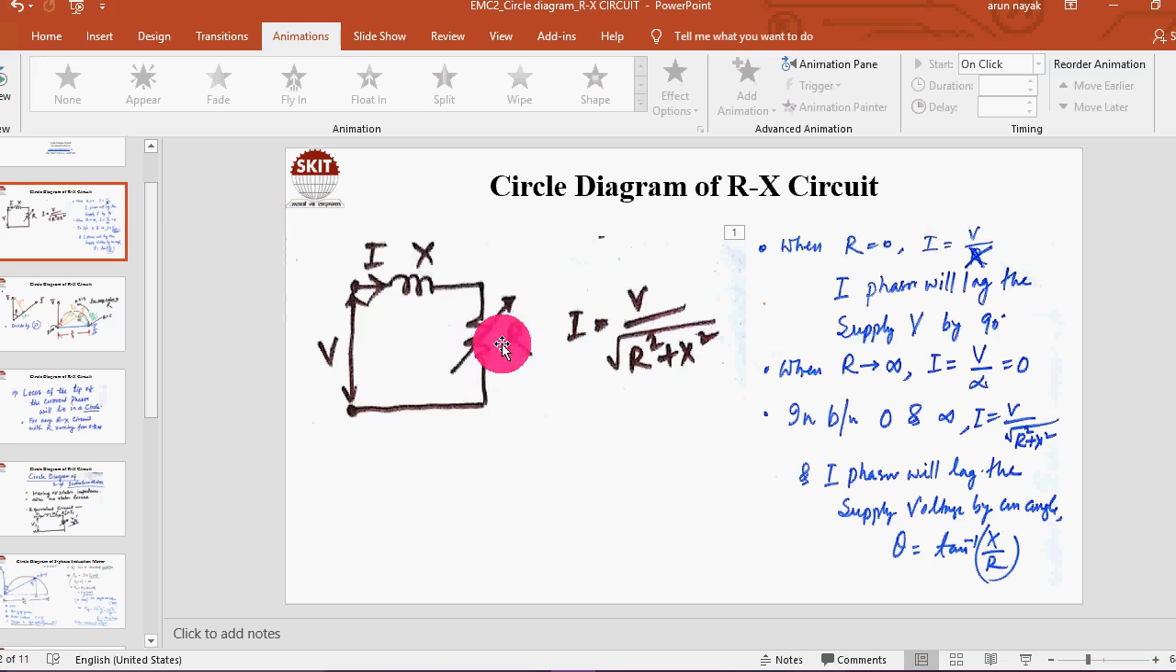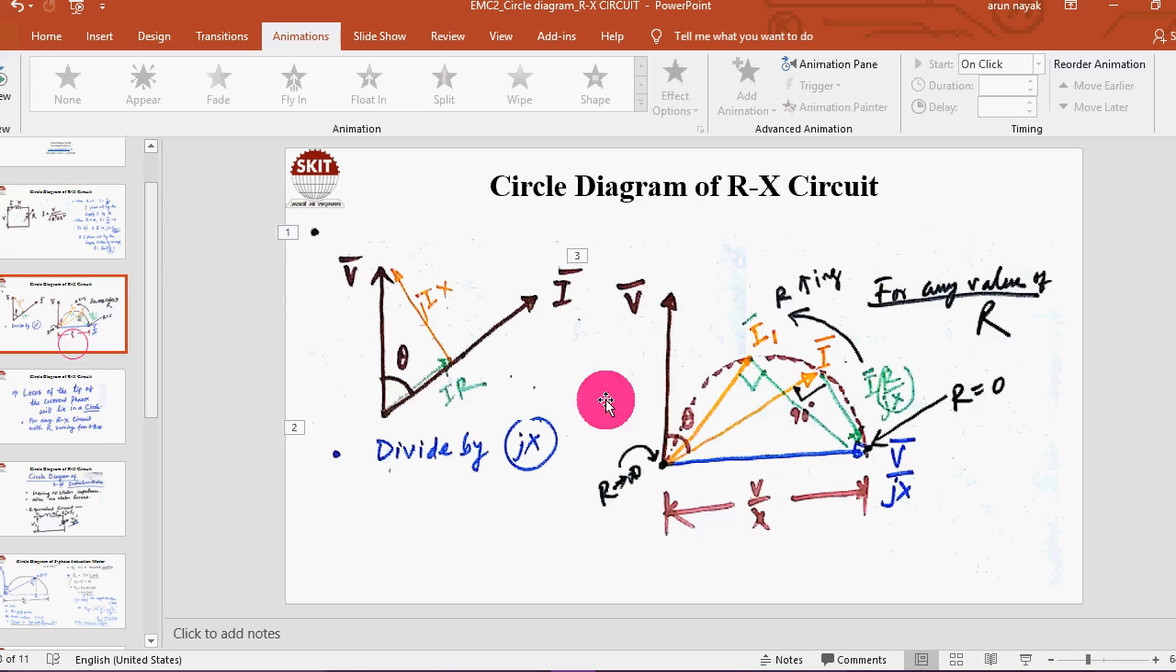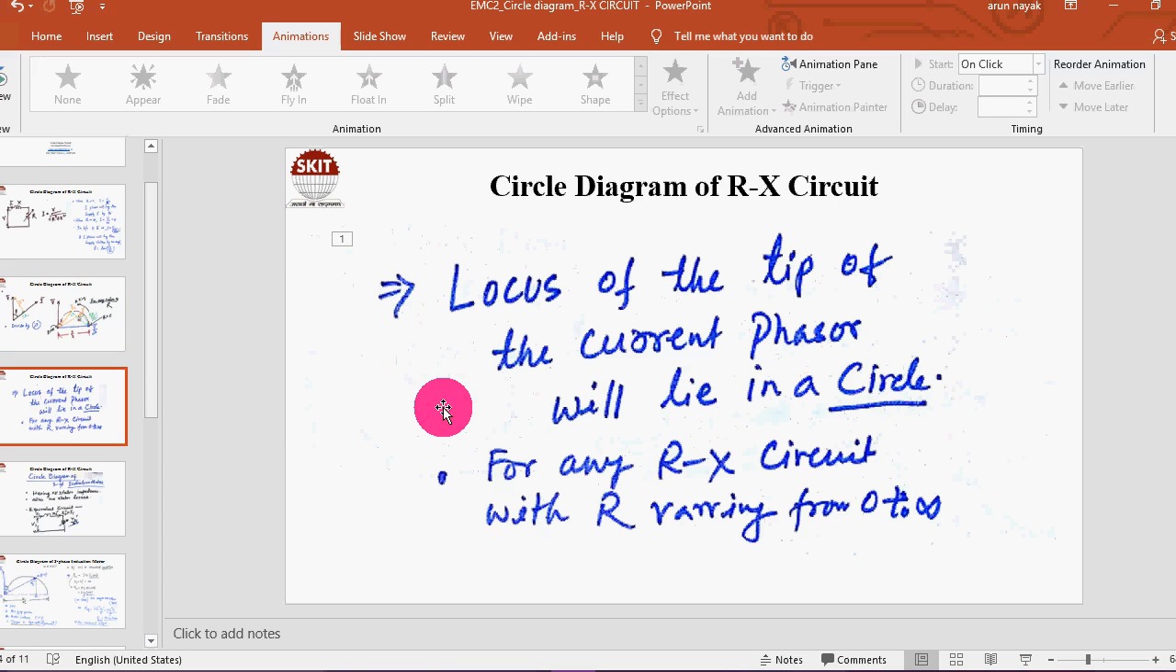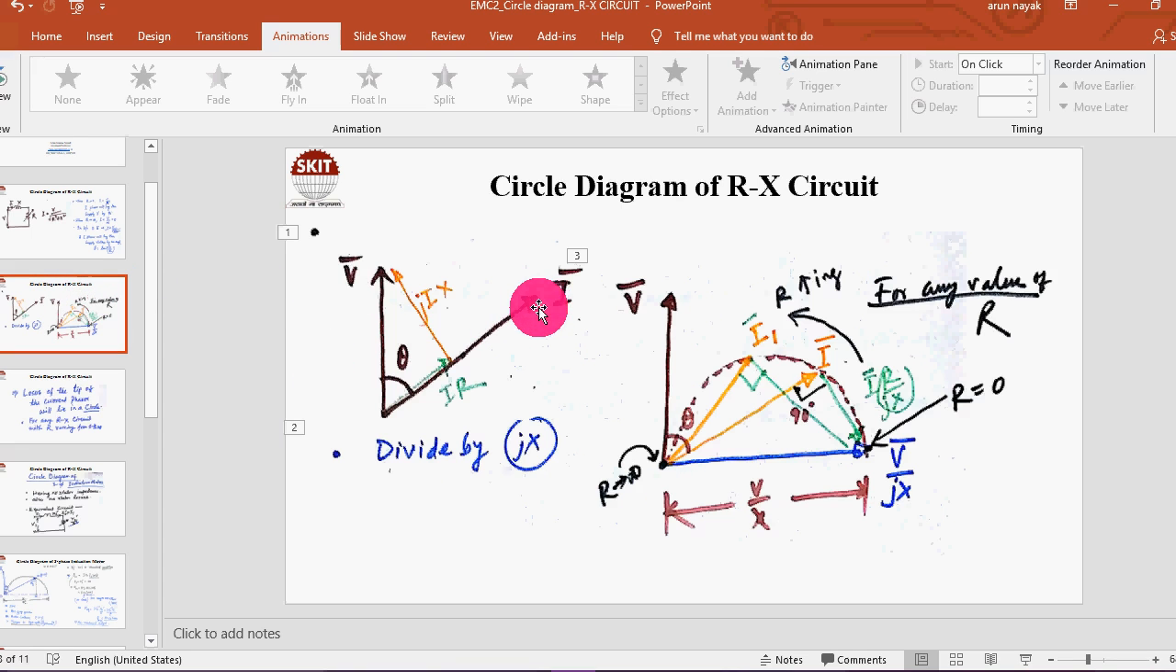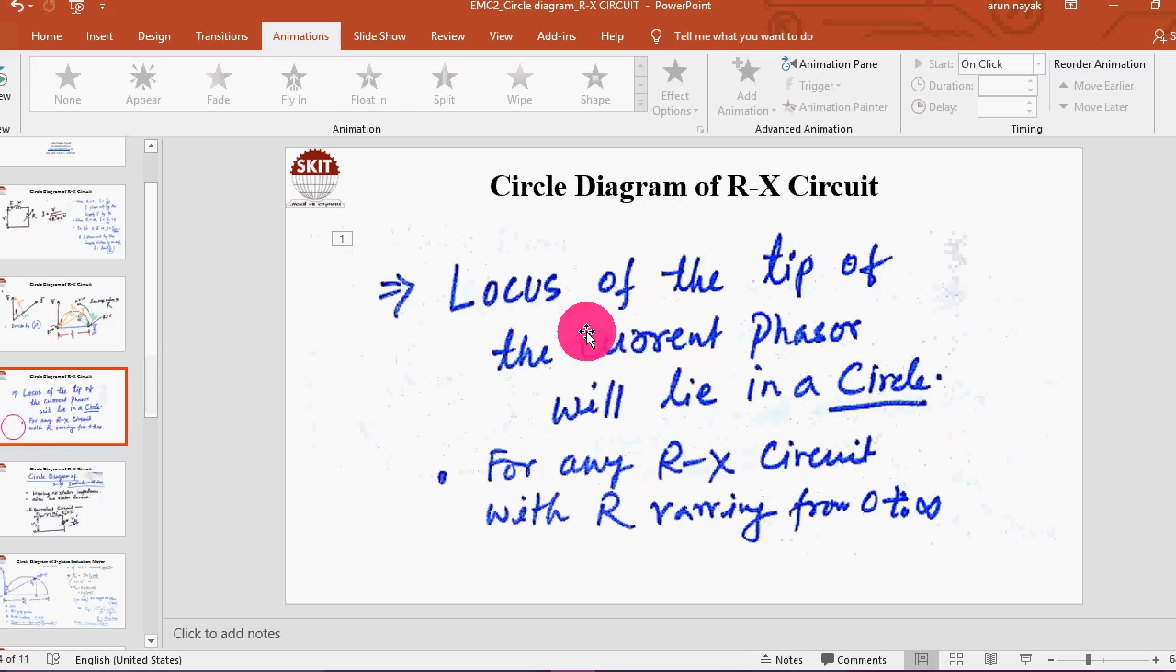The circuit has a variable resistance and a reactance value. The current value is given by V upon under root R square plus X square. Then we got the circuit diagram for this circuit for resistance varying from 0 to infinity, and we have concluded that the locus of the tip of this current phasor is a circle, and this is for any RX circuit with R varying from 0 to infinity.